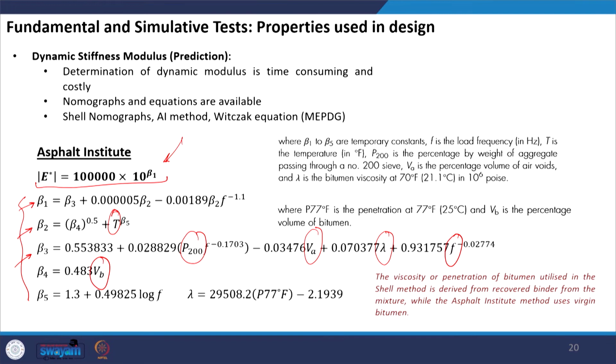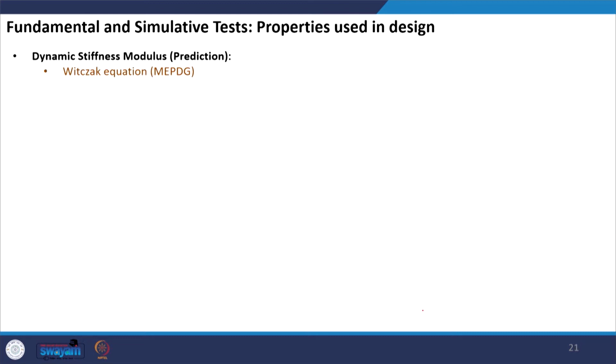Now we talk about the Witczak equation. Okay, before we talk about the Witczak equation, here comes an important part. We have seen 2 equations now, one was by Shell and the other was by Asphalt Institute. The only difference in the parameters used in both methods is that the viscosity or penetration of bitumen utilized in the Shell method is derived from the recovered binder from the mixture, while the Asphalt Institute method uses the properties of virgin bitumen. So this is the only difference.